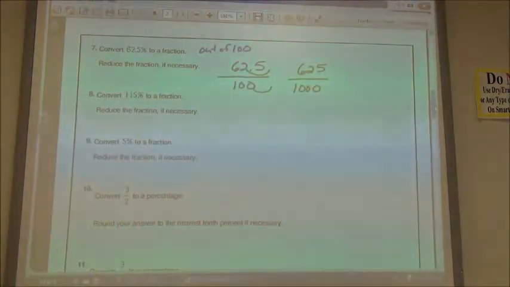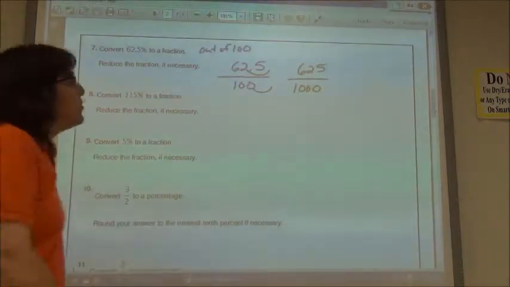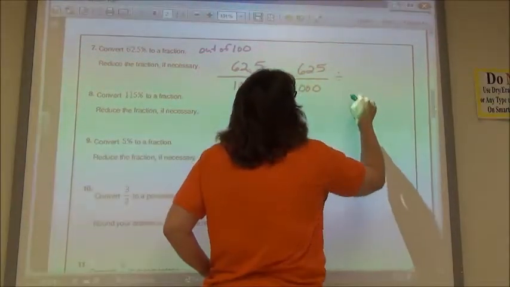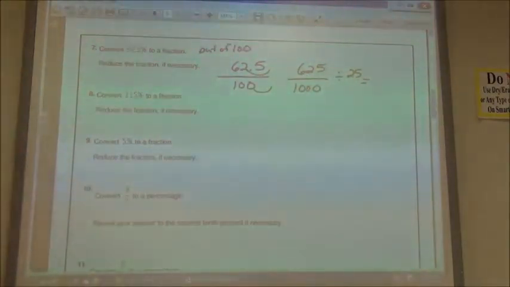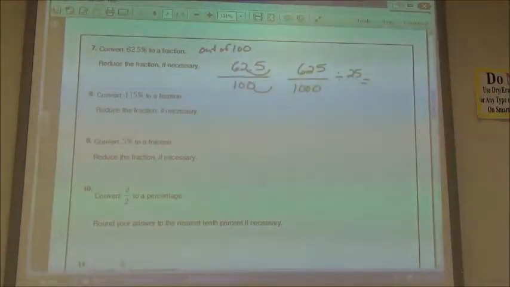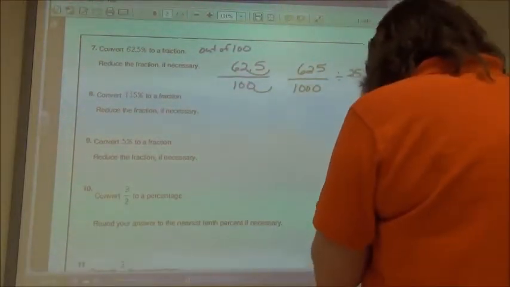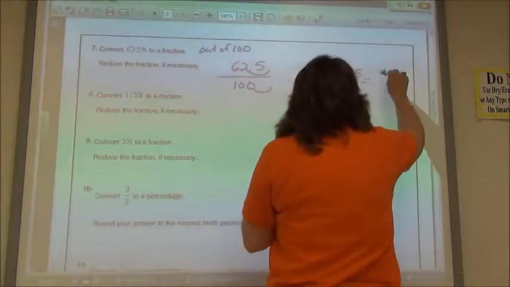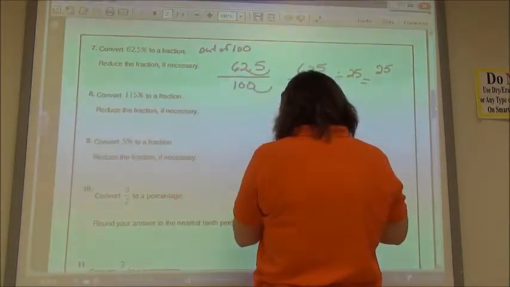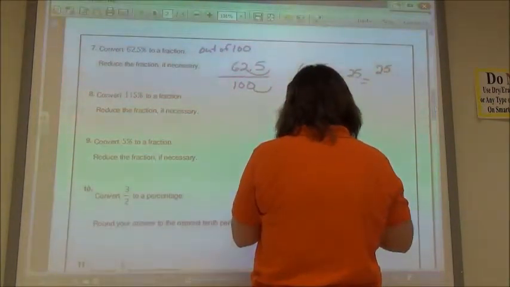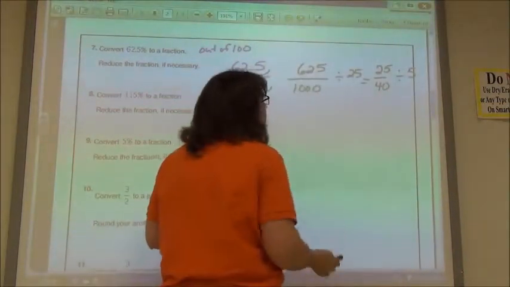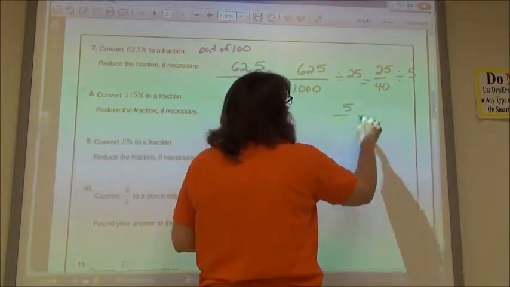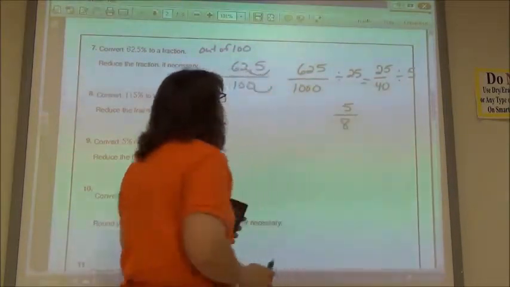Now I want to reduce my fraction down. So in this case I can reduce it down because I can divide both of those. Let's go by 25. And since it doesn't say I can't use my calculator, which I hid, I'm just going to use my calculator. So 625 divided by 25 is 25. 1,000 divided by 25 is 40. They're still both divisible by 5. 25 divided by 5 is 5. 40 divided by 5 is 8.